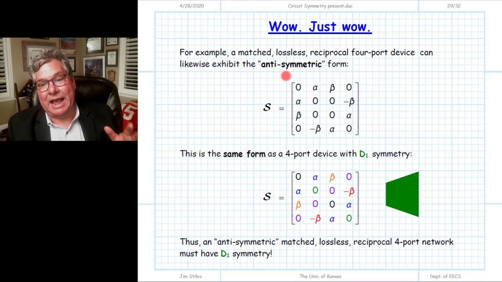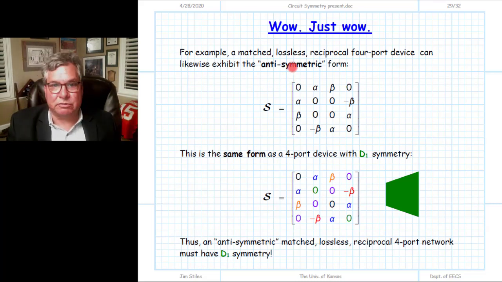So let's look at the quote anti-symmetric solution. There was another solution, remember, for the lossless reciprocal matched four-port device. We call that the anti-symmetric form. Again, it has alpha and beta, but we have minus beta. Again, alpha squared plus beta squared must be equal to 1 for it to be lossless here.